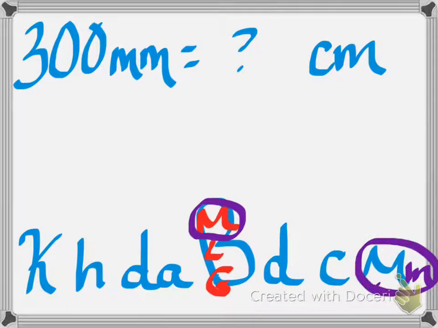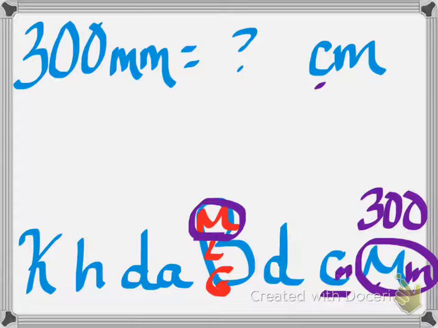And what do we need to put above it? The 300. Hopefully that's what you said. Now we're looking for centimeters. Well, everything is going to be meters. So where is the centi? There it is. So go ahead and make that into centimeters now. And circle that.